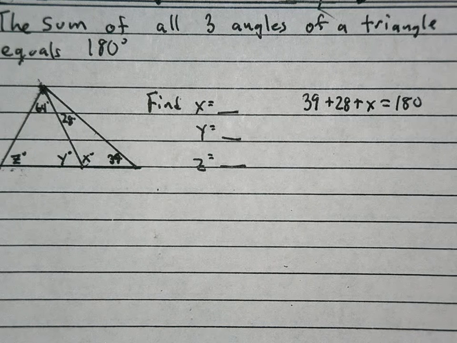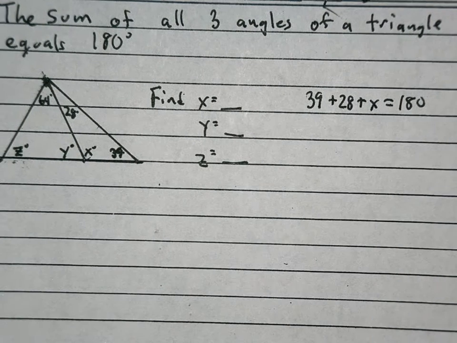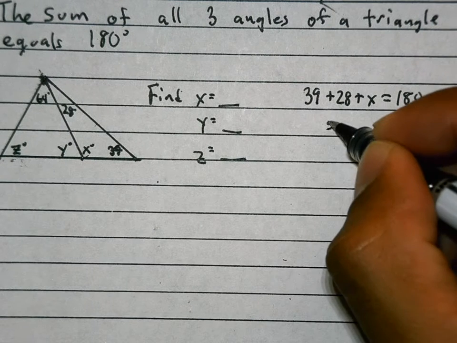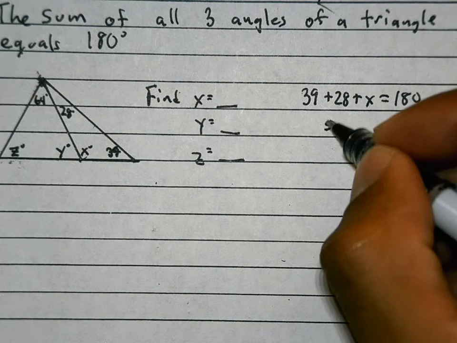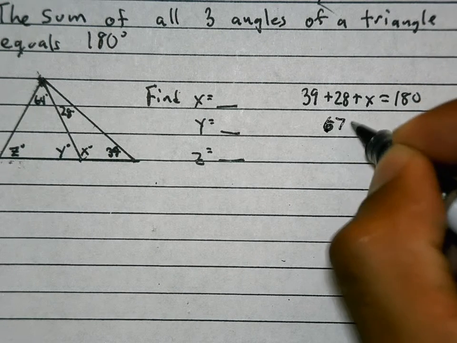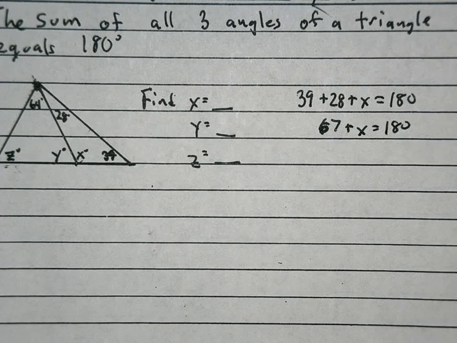There's our first equation. 39 plus 28 plus x equals 180. I like to combine like terms first because these are on the same side. I like to add those together, which is 67, sorry, I think it's 67. Let me check. It's 67. So 67 plus x is equal to 180. That makes more sense to me.